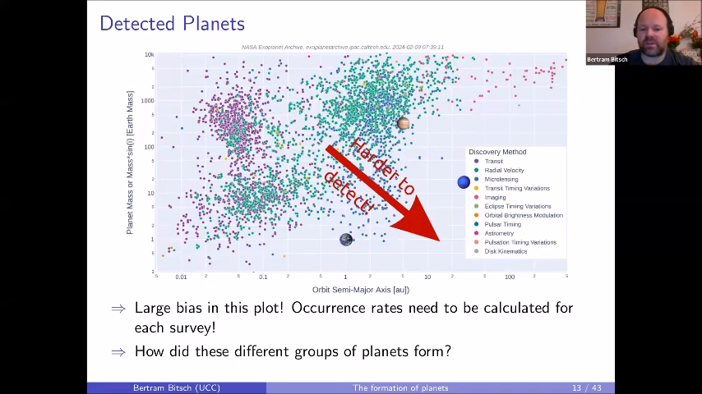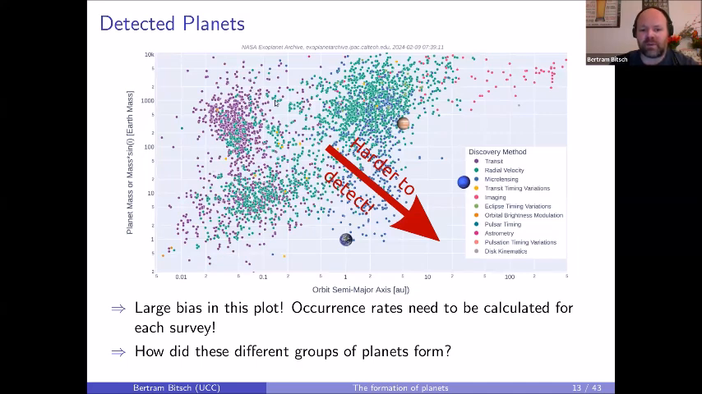Additionally to that, there's of course a bias in this plot, right? Just because of the detection efficiency. Because, as I said, it's much easier to detect the big planets that are very close to the star compared to the small planets that are further away. So in order to understand the exoplanet population, we actually have to calculate the occurrence rates for our different exoplanet surveys because of the different biases of our detection techniques, right?